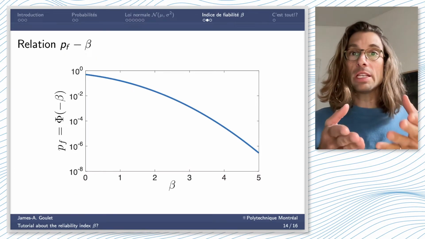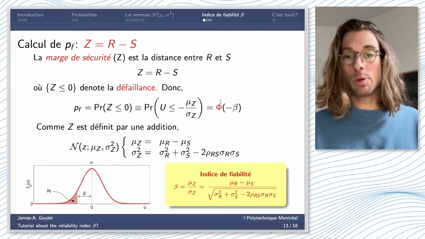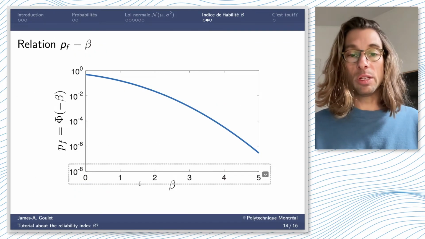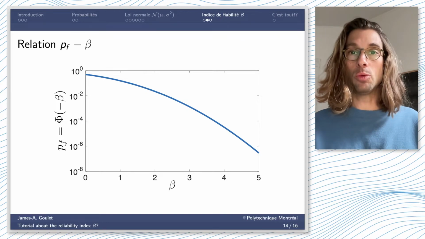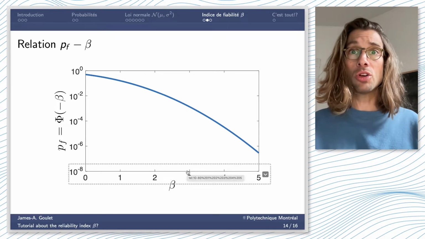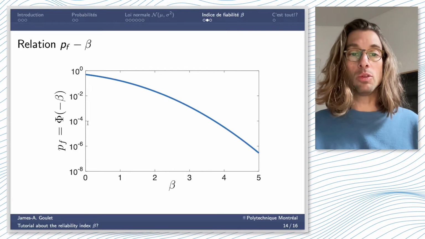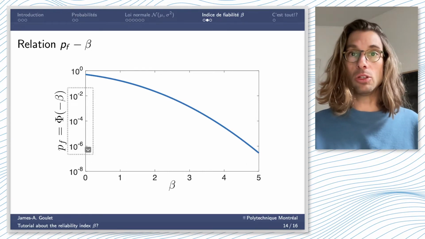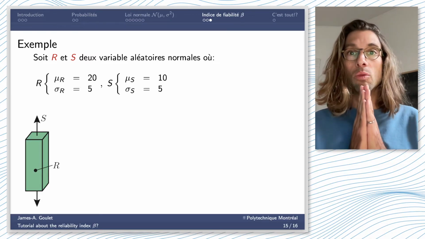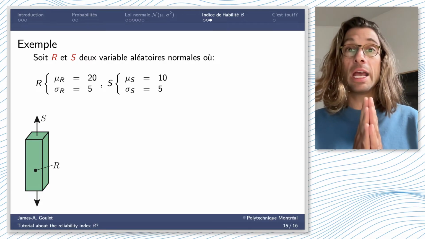So we can express this relationship, expressed by this standard normal CDF, between beta and the failure probability. We can see that for a typical structure, we're seeking a beta of around 3.5 that corresponds to a probability of failure of 10 to the minus 4. So we're going to finish this by applying it to an example.